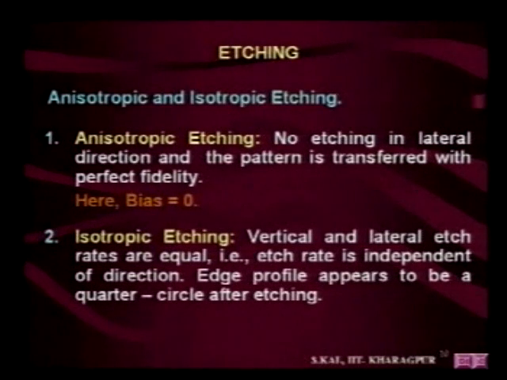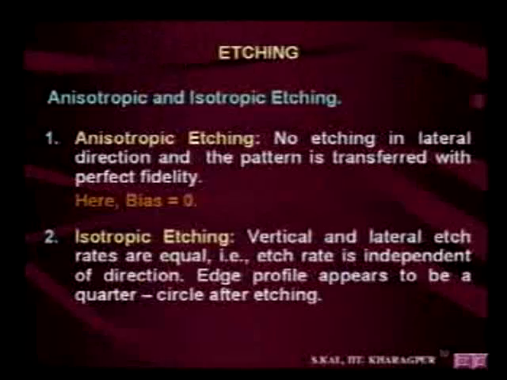So that means you will get a perfectly vertical wall, and if it is so, then what should the bias be? It should be 0, because in that case df and dm will be the same value, since laterally there is no etch, isn't it? So the bias will be 0. That is in the case of anisotropic etching.